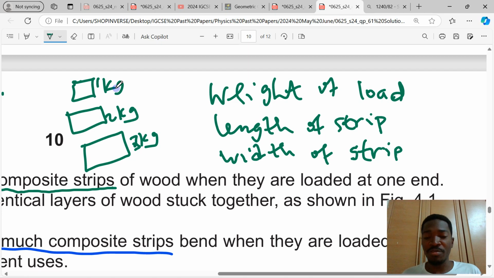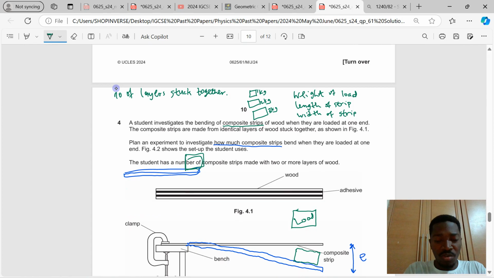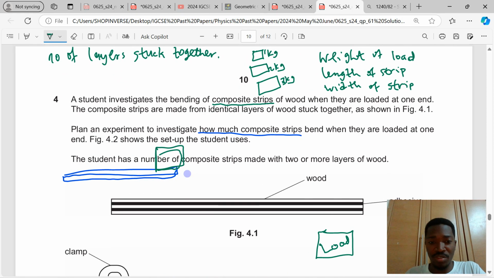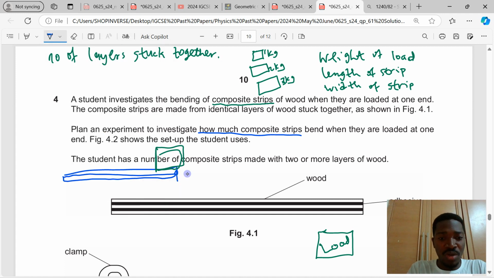then the number of strips of wood must be kept constant. You must use composite wood that has a given number of strips. If you are using the one that has 3 strips of wood, that is what you use throughout the experiment. Use the one with 3 strips. So continue to increase the load.